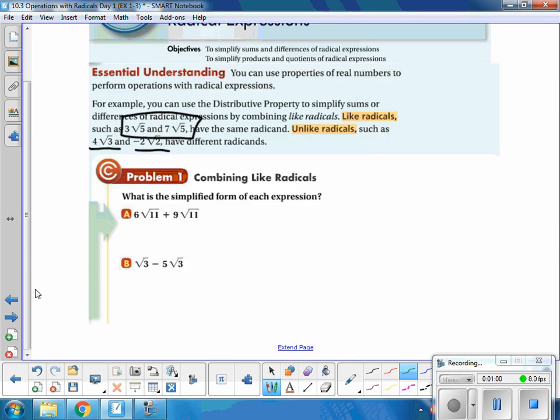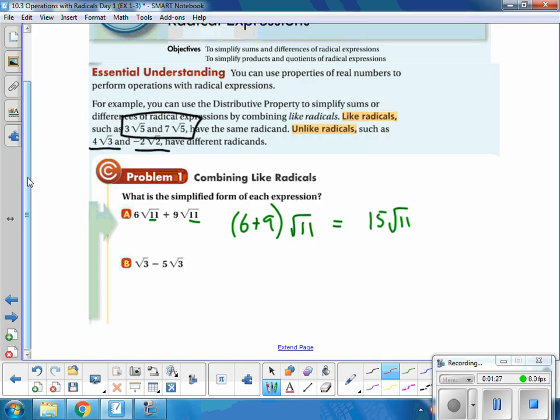Like for instance, combining like radicals in problem 1, we have 6 times the square root of 11 plus 9 times the square root of 11, and I notice that they both have the same radicand, so I can look at this as 6 plus 9 times the square root of 11, which is equal to 15 times the square root of 11. I can also do that when I'm working with the difference.